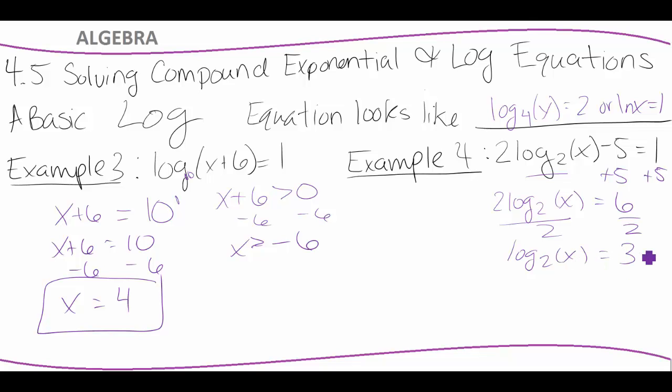And now we're going to switch into our exponential. So we're going to take our inside, which is x, and we're going to set it equal to our base, raised to the 3. And we know that x equals 8, because 2 to the 3, 2 times 2 times 2, is 8. Now we want to check and make sure this is in our domain. We know everything inside the log, which is x, has to be greater than 0. So is 8 greater than 0? Yes. So our answer is x equals 8. And this is how you solve compound exponential and log equations.